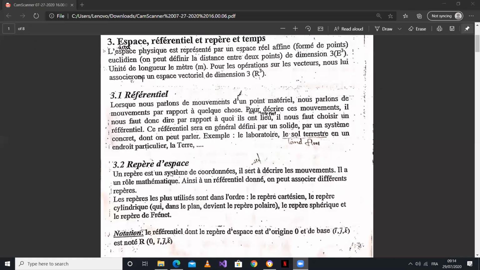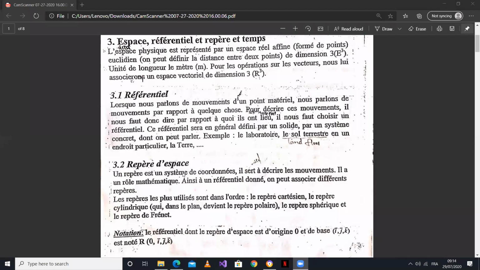And then we come to repère d'espace. Okay, a repère d'espace. So when we pick a référentiel, when we pick this frame of reference, normally we associate it to un repère. Okay, un repère. I talked about repères last week. Un repère is simply a system of coordinates, like the way you used to study x or y plane or x, y, z plane.